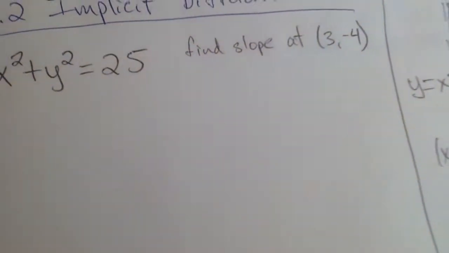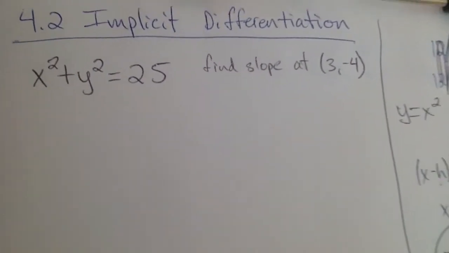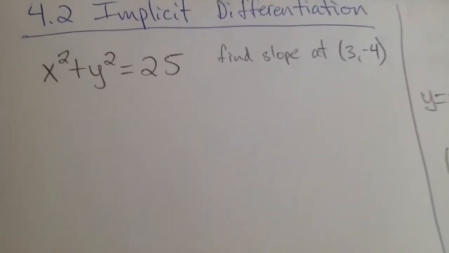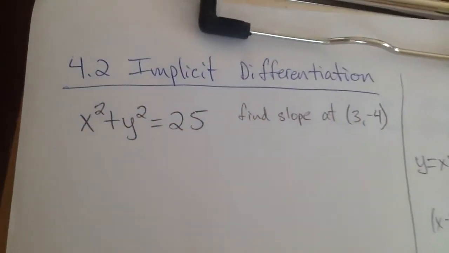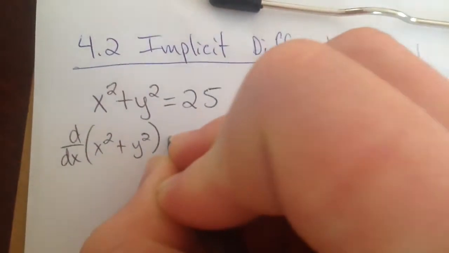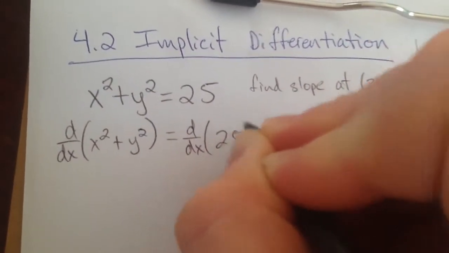First step, and I will write these steps down after this one. You differentiate both sides with respect to x. Basically meaning you take the derivative of both sides. So I just write, I'm going to do the derivative of this side, and I'm going to do the derivative of this side.